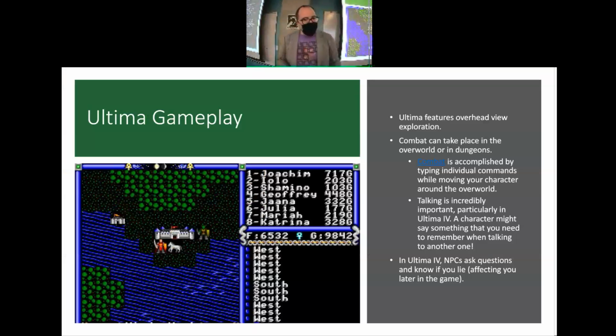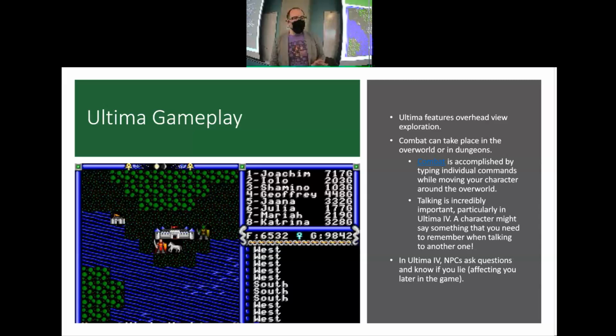Okay, so Ultima gameplay, kind of getting down to the sort of brass tacks here. Now, you can follow the link on your own when you download this, when I get it up on the Brightspace. So the thing about Ultima is it features overhead exploration, right? You can see a screenshot here. You move your little avatar around, and this will look familiar to you if you played the original Final Fantasy games, and there'll be a reason for that that we'll get to, okay?